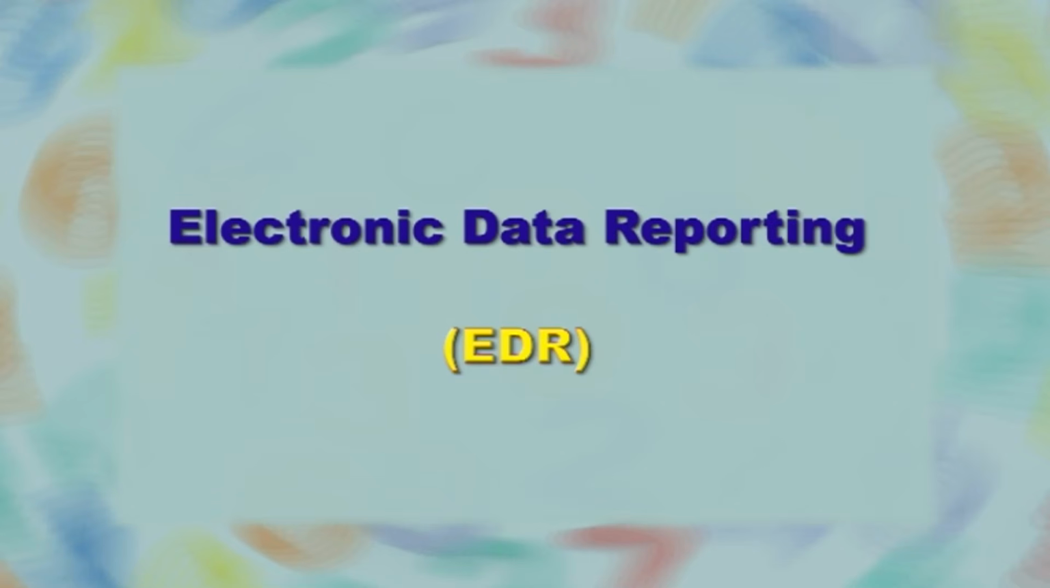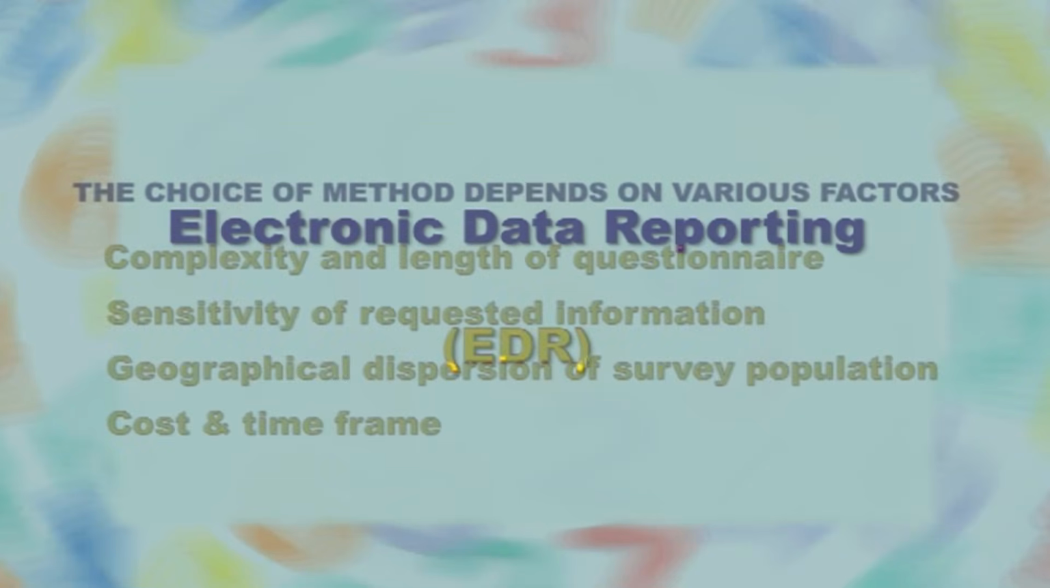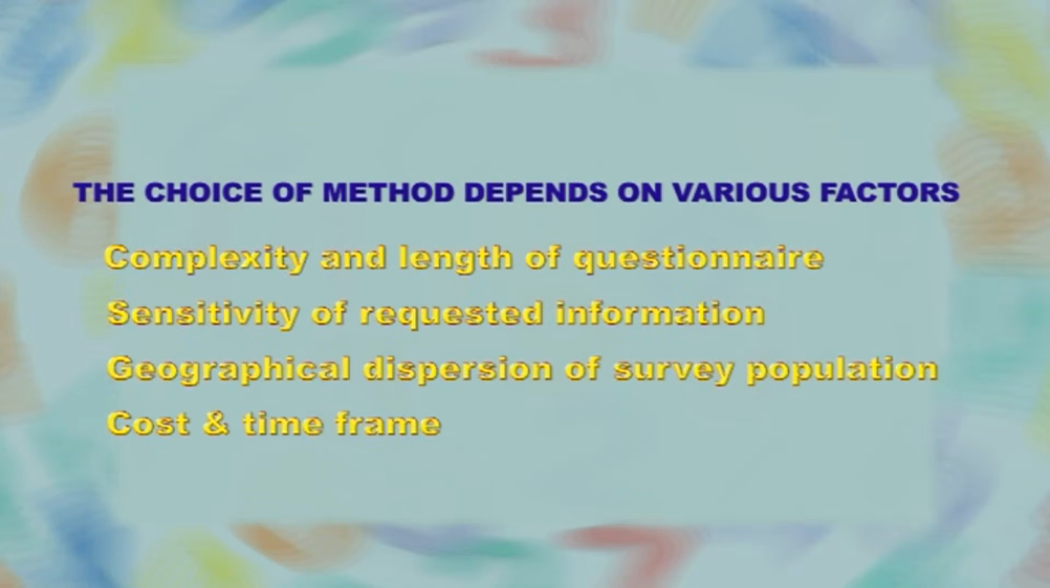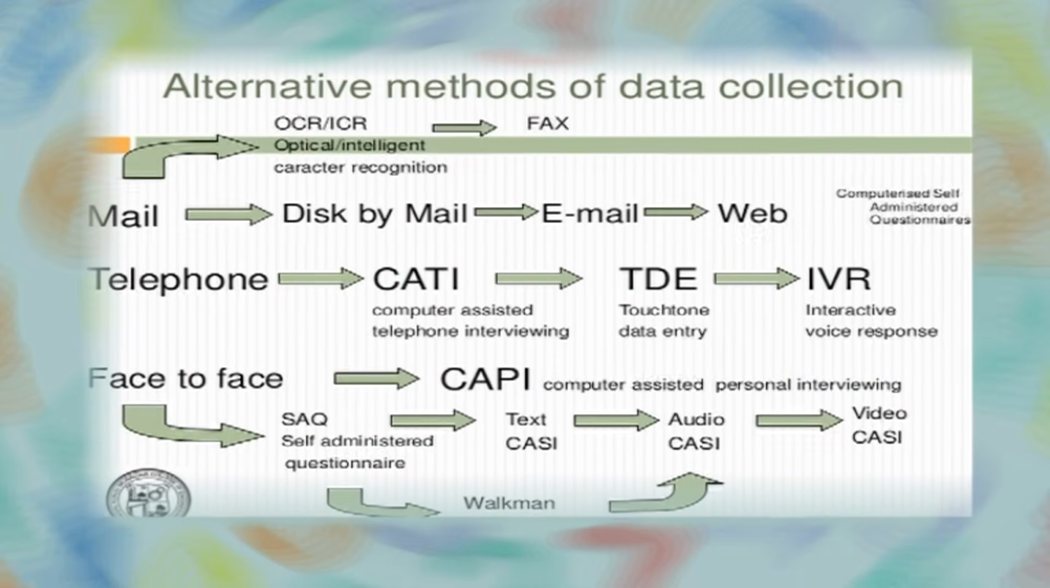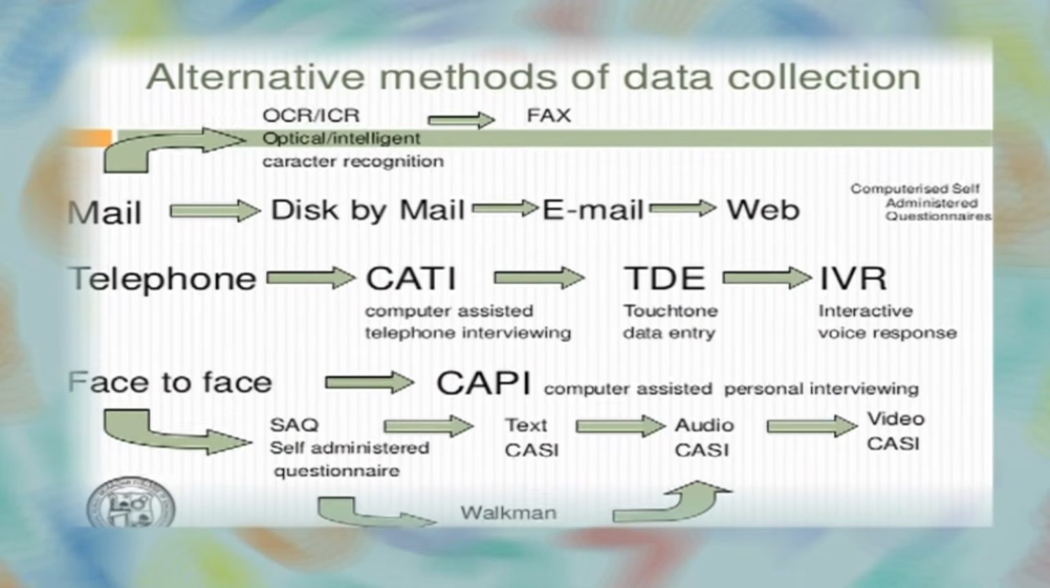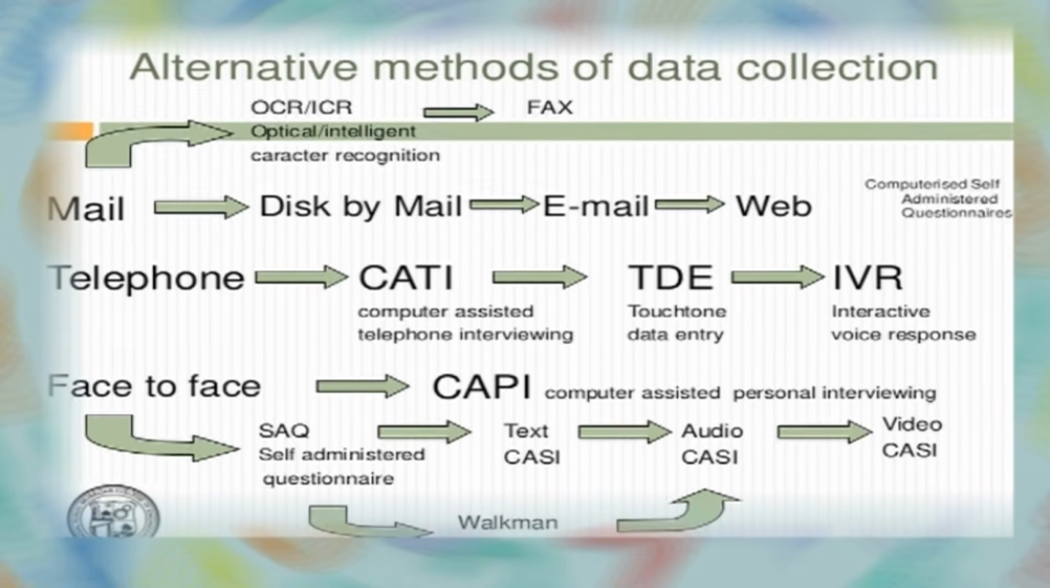Now, let us see the internet. The growing popularity of the internet brought a major shift in electronic data reporting. The choice of method depends on various factors: complexity and length of the questionnaire, sensitivity of the requested information, geographical dispersion of the survey population, cost and time frame. Often, the most satisfactory collection strategy uses a combination of methods.